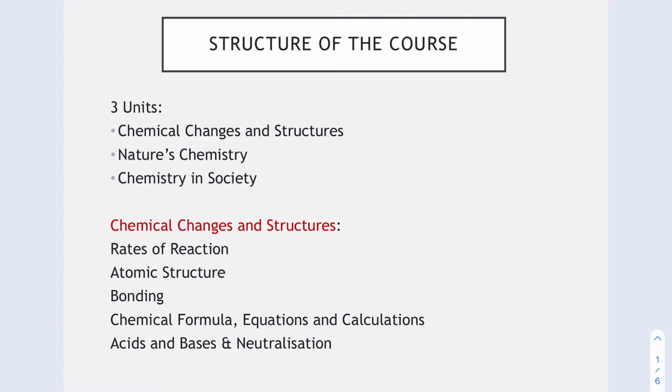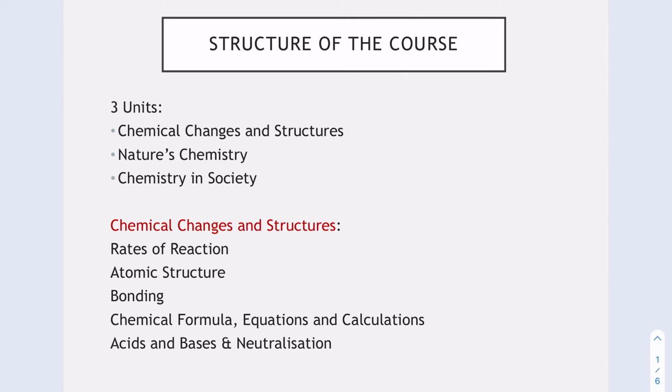Here we have the course. We have 3 units: Chemical Changes and Chemical Structure, that's Unit 1, Nature's Chemistry, Unit 2, and Chemistry in Society. Now we're going to spend probably up until June this year doing the very first unit, which is Chemical Changes and Chemical Structure. It's quite a big unit. There's lots of very key concepts that we need to know before we move on to other units.